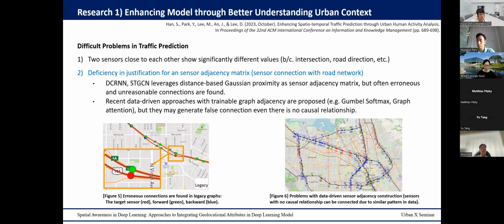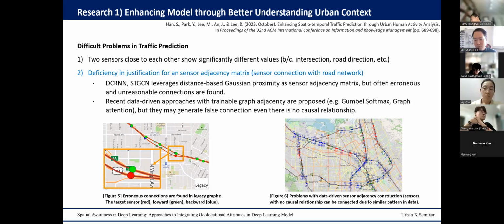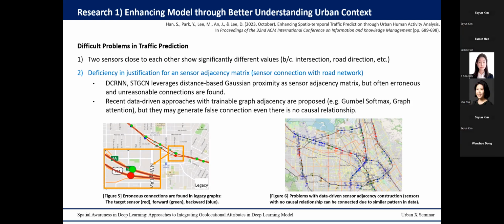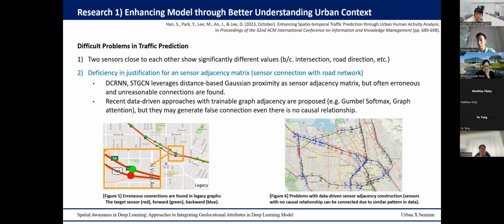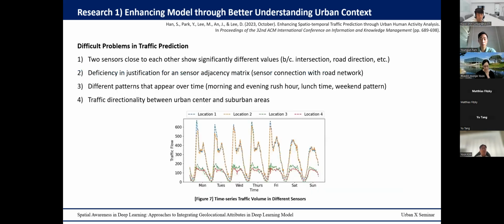DCRNN and STGCN, those models assume distance-based Gaussian proximity to consider the distance between sensors, but it often makes errors because sensors may be located very close but have different directions. Other recent data-driven approaches suggested a hypothetical, virtual road network over time, but this is a problem because it is not an actual road network, so there is no causal relationship. So we found these problems, and the temporal pattern might be a problem, and spatial differences between urban centers and suburban areas are also other problems.